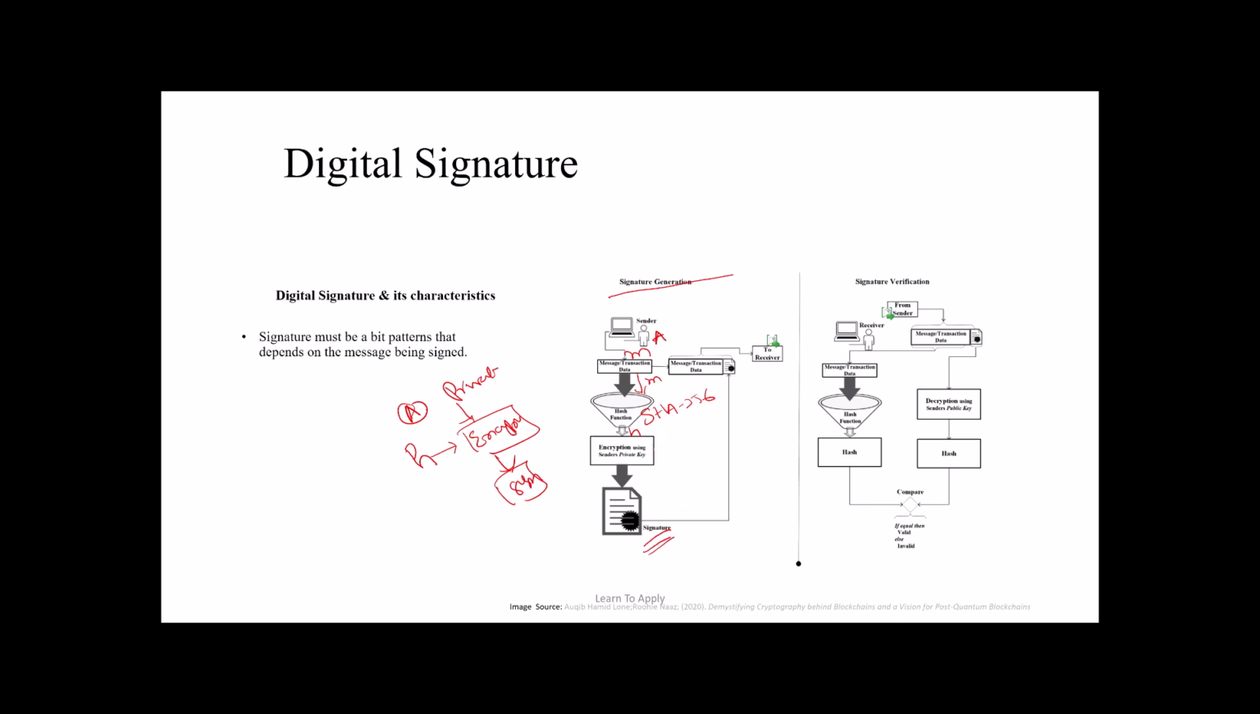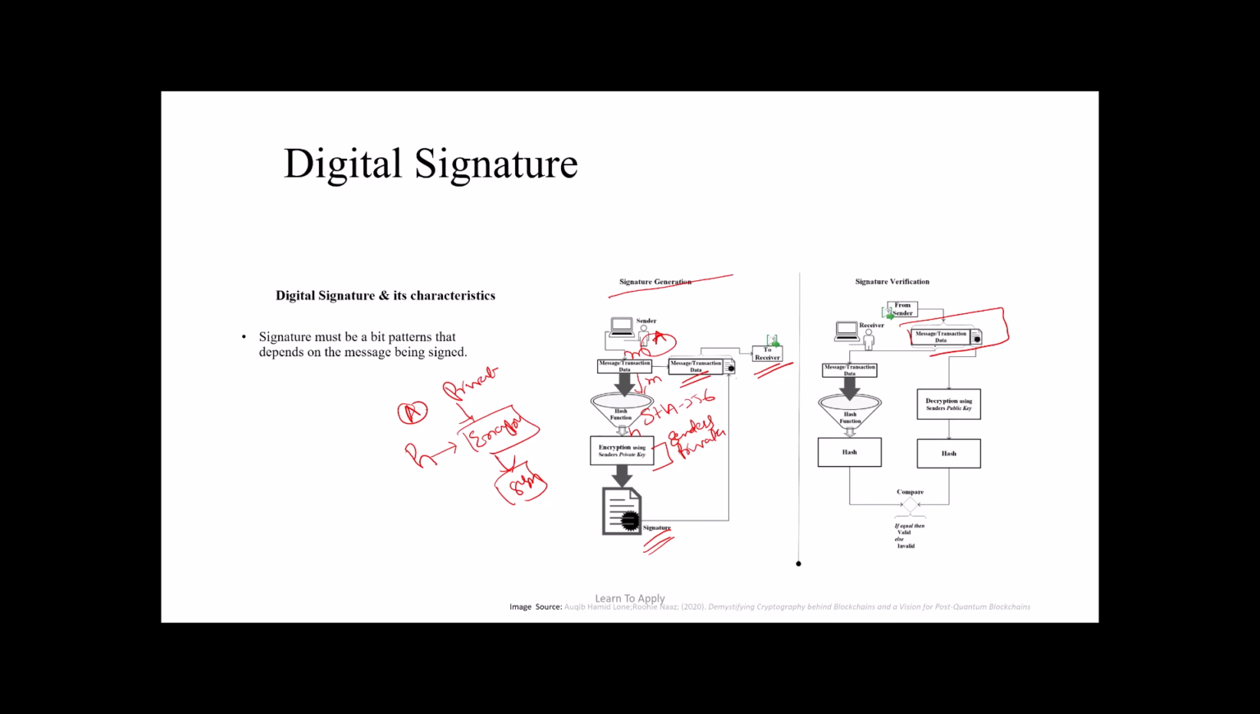But the important concept here is that encryption is being used, but we do encryption with the sender's private key. Who is the sender here? It's A. So we use A's private key to sign the hash value of the message, and we get the signature, right? And we send the actual data as well as the signature to the receiver. When the receiver receives this, he receives the message as well as the signature.